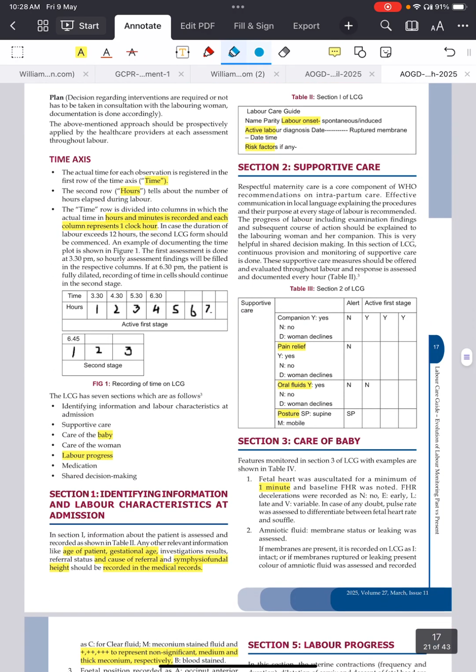So the first thing is the time axis. In the time axis, there are two zones, time and hour. Here you write 1:30, 2:30 in that way, which corresponds to 1 hour, 2 hours, 3 hours. Even the second stage is monitored like this.